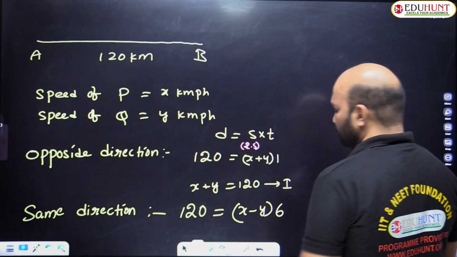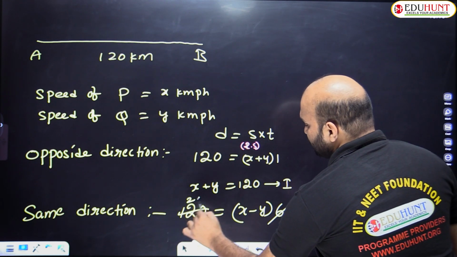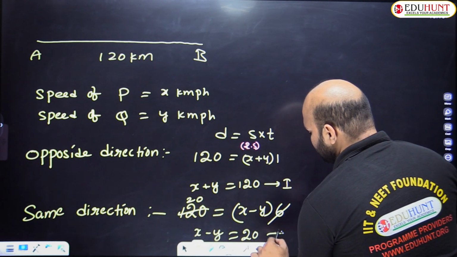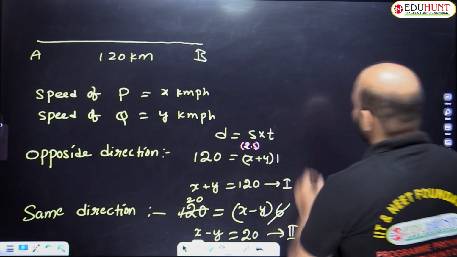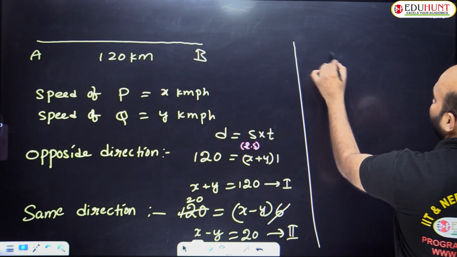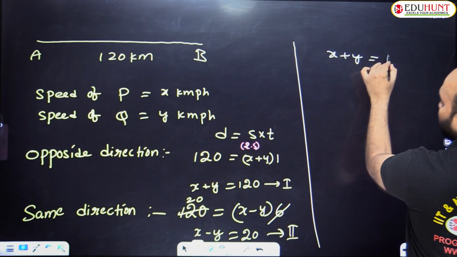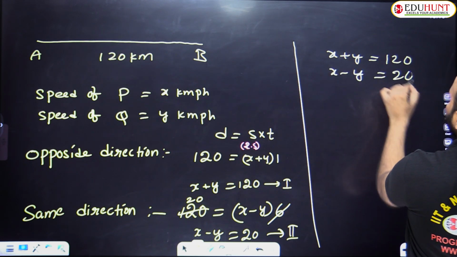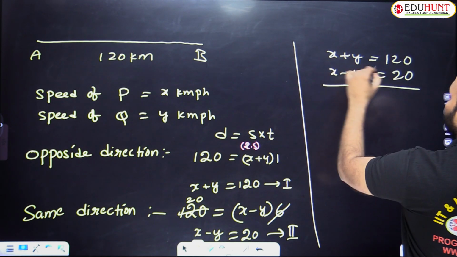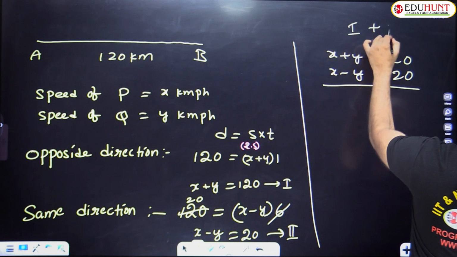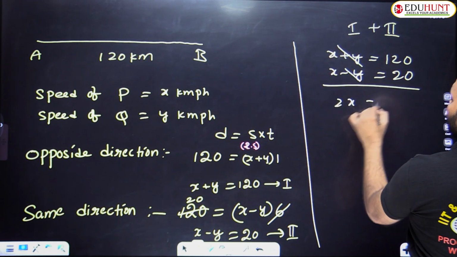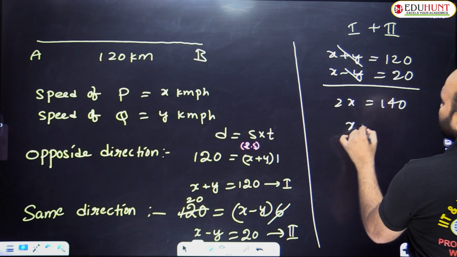6 hours is given. 6 ones are 6, 6 twenties are 120. So finally what I am getting is x minus y equals 20. That is the second equation. So by using the first and second equations, x plus y equals 120, x minus y equals 20. Am I clear? Adding equations 1 and 2, y cancels, 2x equals 140, x equals 70.